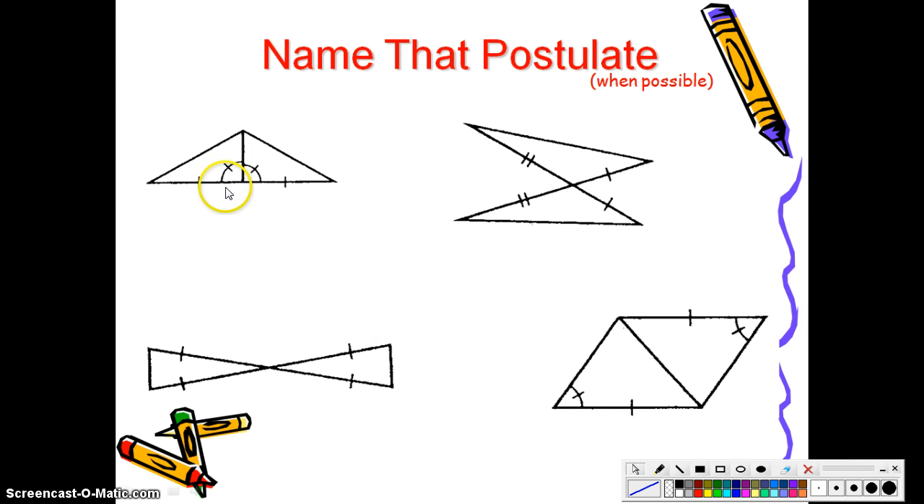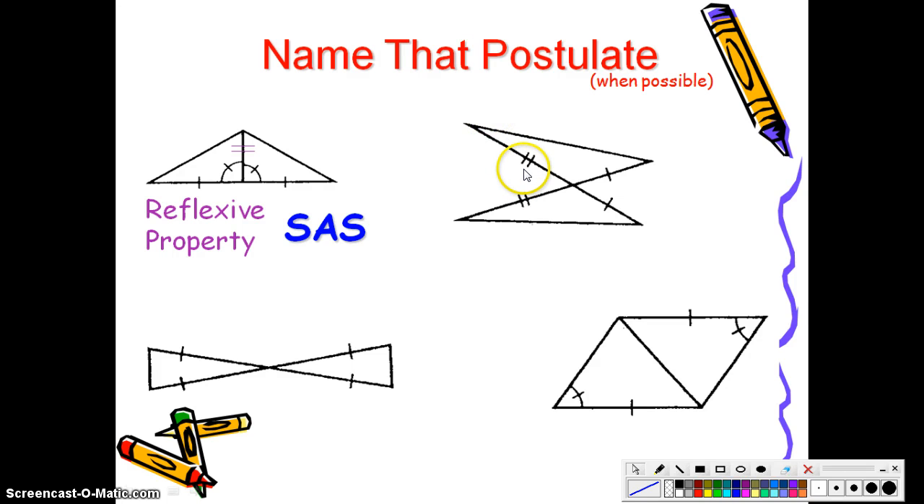Okay, on this triangle, I have a side marked, and I have an angle marked. I have a side marked and I have an angle marked, but I need 3, so I'm going to mark that side that they share, and they share it because it's reflexive. It's equal to itself, so that gives me side, angle, side.